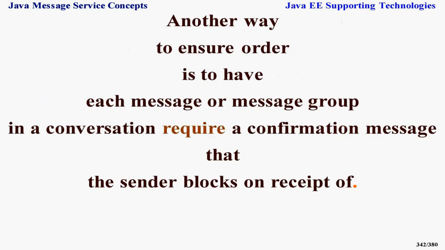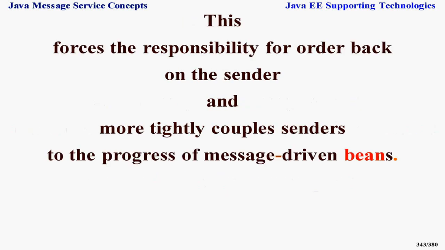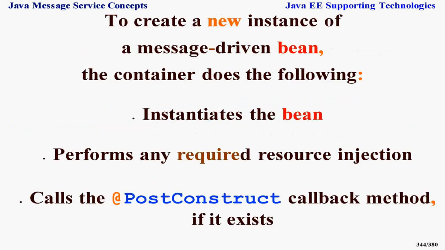Another way to ensure order is to have each message or message group in a conversation require a confirmation message that the sender blocks on receipt of. This forces the responsibility for order back on the sender and more tightly couples senders to the progress of message-driven beans. To create a new instance of a message-driven bean, the container does the following.